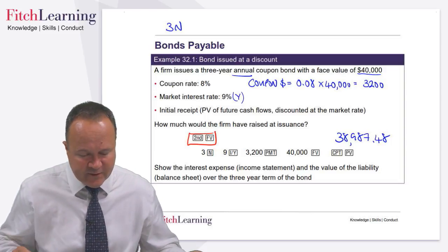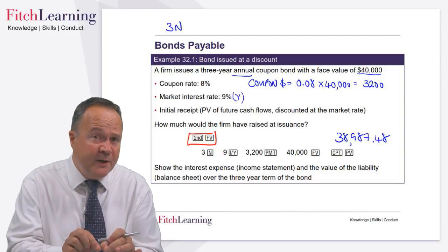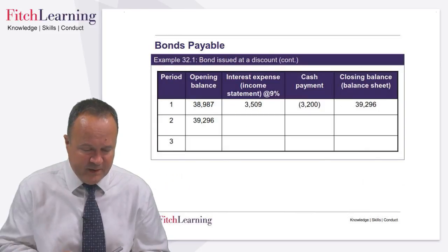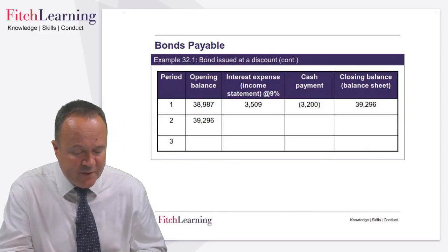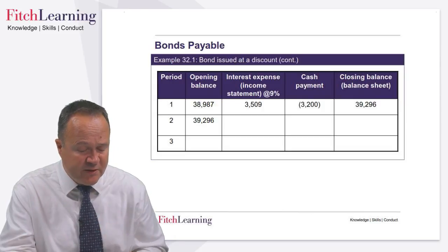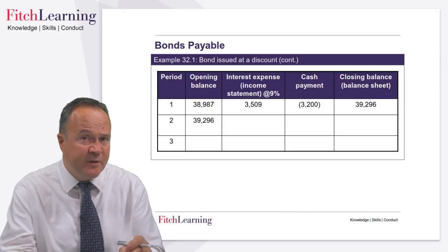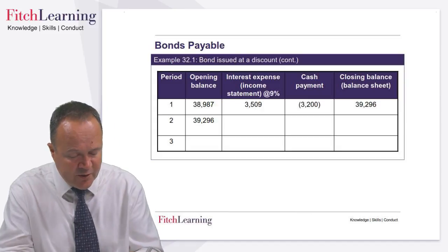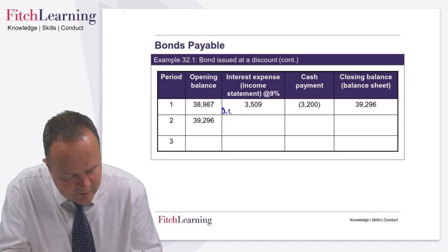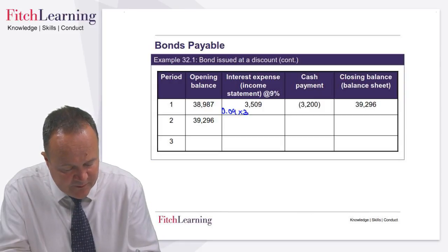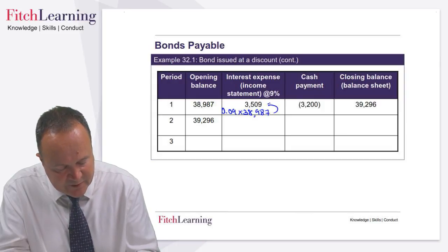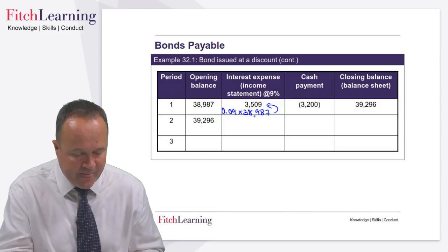So there's my price. That's going to be my opening liability. Here we are at time 0. The interest expense would be the yield at issue times the opening liability for that period. So I want 9% of the opening liability for year 1, which we have there, 38,987. That will give us 3,509.